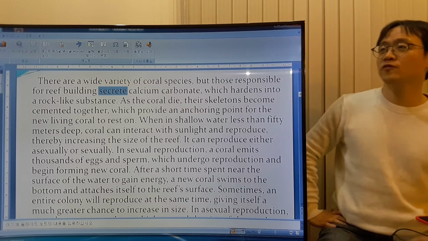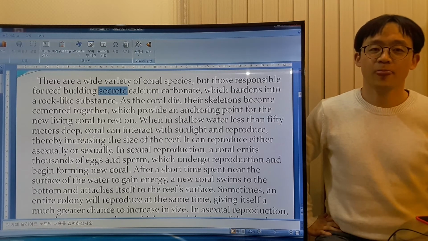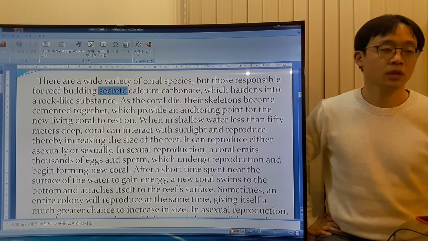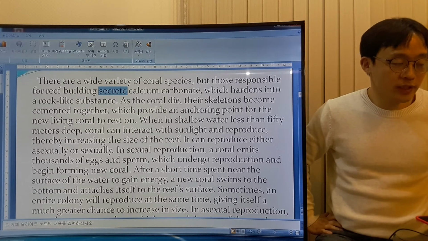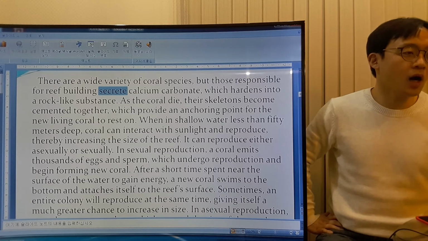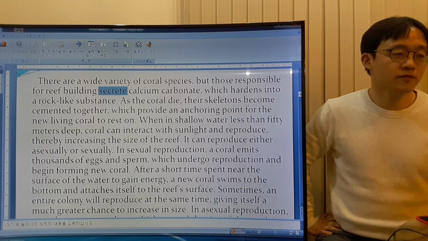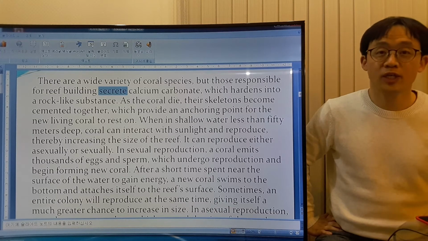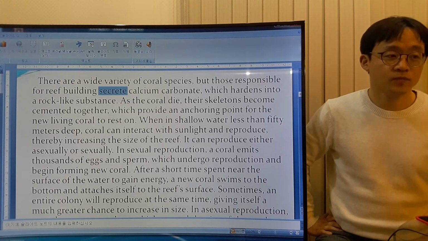Calcium is a soft white element which can be found in teeth and bones, and also in limestone, chalk, and marble. Carbonate is used in substances which are made of carbonic acid, and carbonic acid is the compound of carbon dioxide and water, all right?